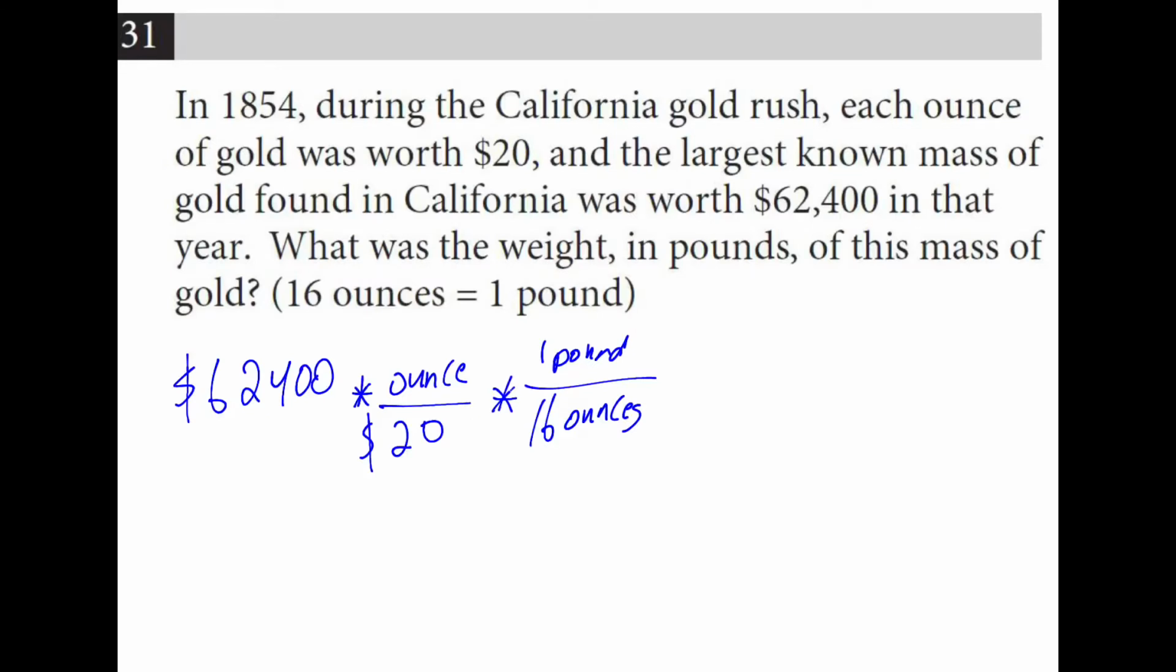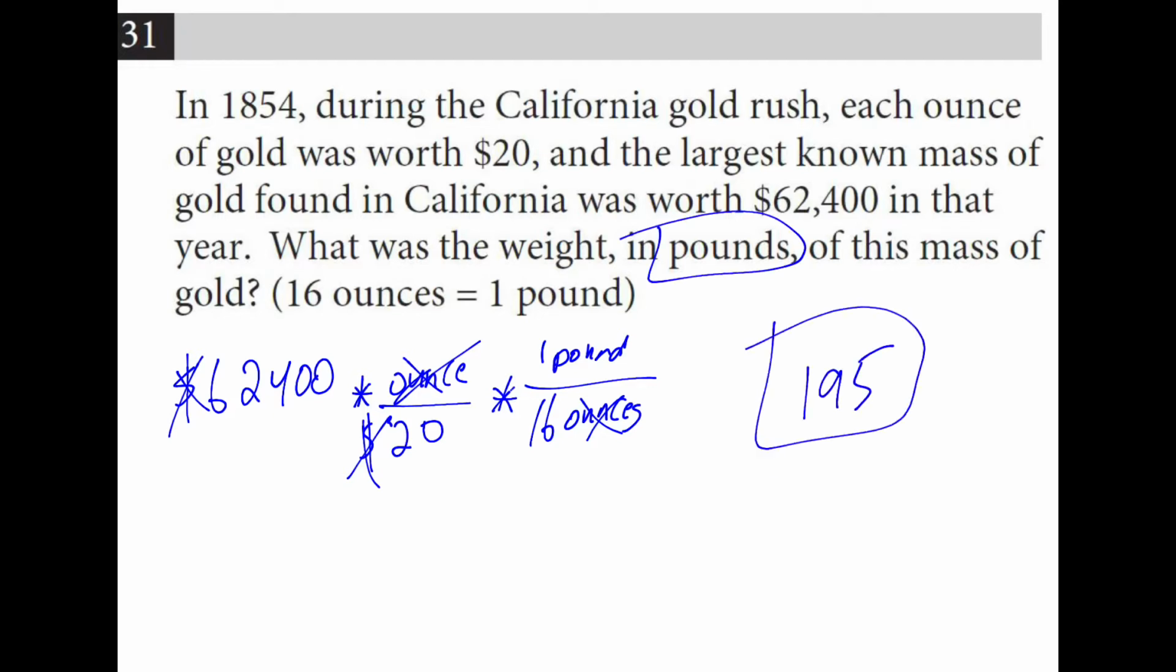So if you start with $62,400 and you multiply by 1 ounce per $20, the money unit goes away. Then you multiply by 1 pound per 16 ounces, the ounces go away, and you're left with pounds, which is what you want. 195.